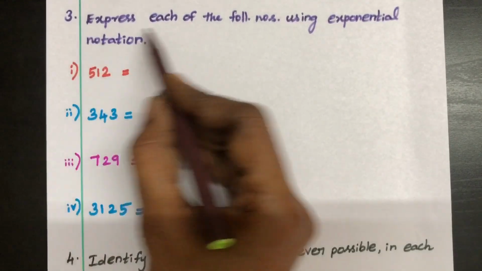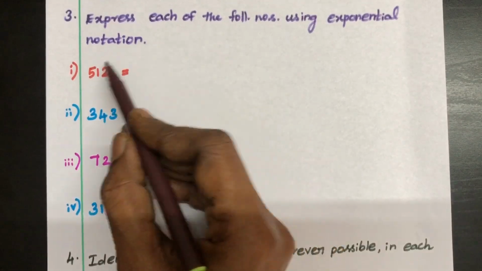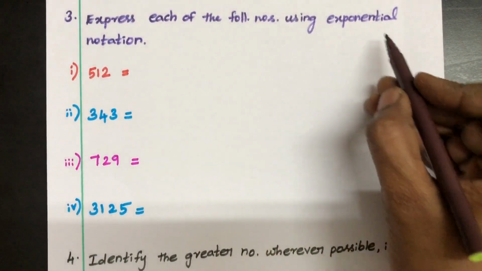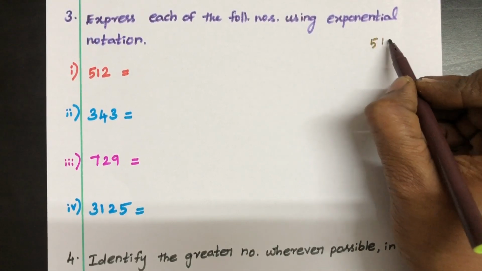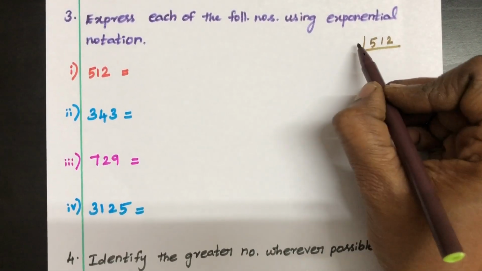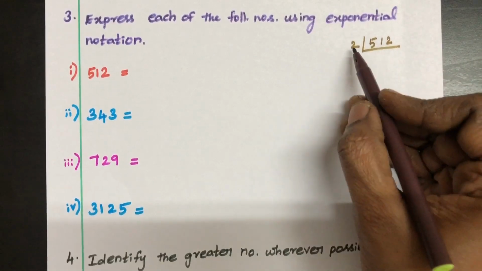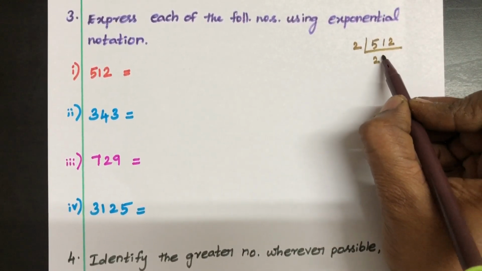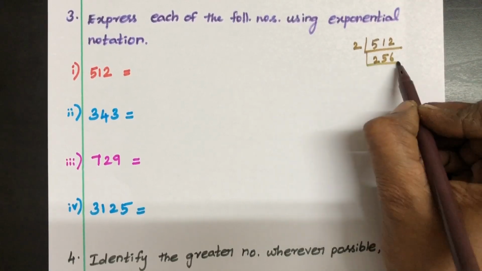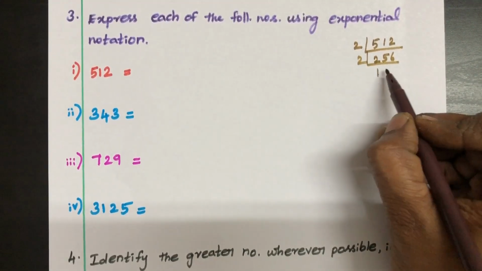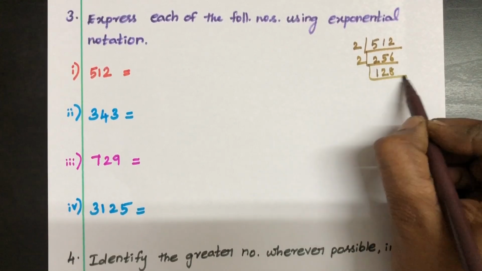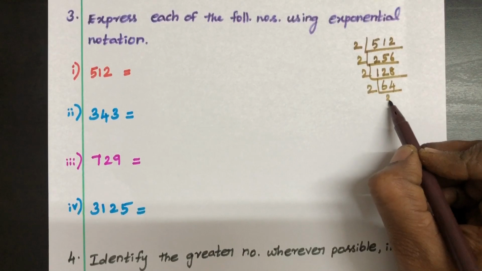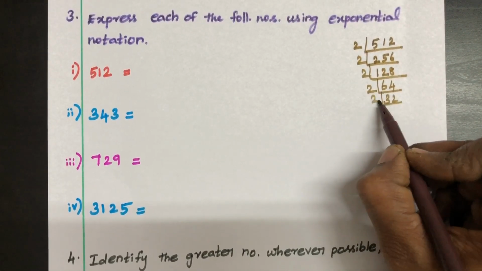Third question. Express each of the following numbers using exponential notation. See, if you see big numbers like this, you just do prime factorization. That's all. 512. So 2 is the least prime number that can divide this, right? So how many times? 2 divides it, and we keep dividing: 256, 128, 64. Again 2 can divide this.